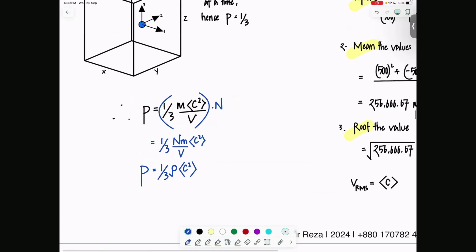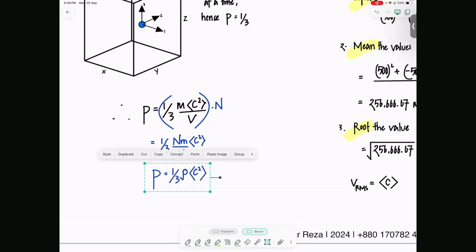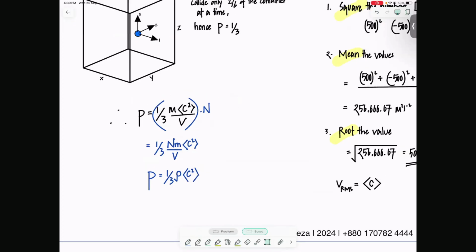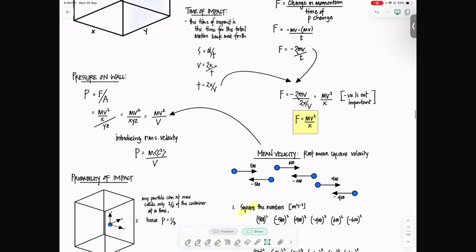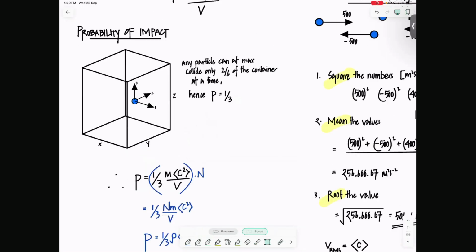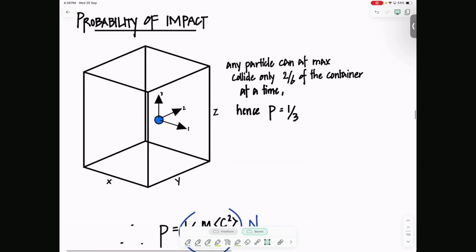I'll explain the 1/3 again. Just give me a second. So yeah, that's the entire derivation here. Now let me explain the 1/3 a bit more. So look at this, we are using the 1/3 here.